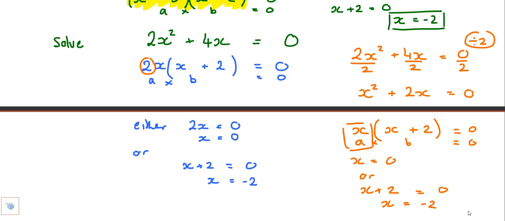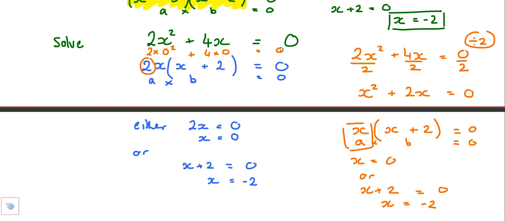What do you mean? We can check. Check up here. What's 2 times 0 squared? 0. Plus 4 times 0 equals 0. So 0 is a solution.